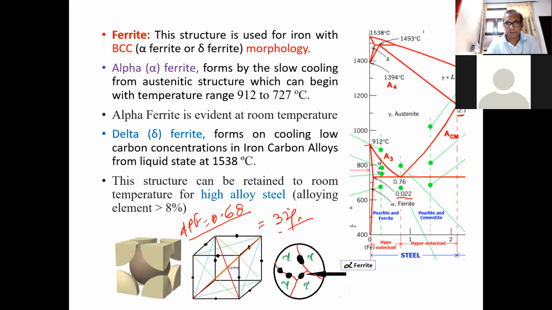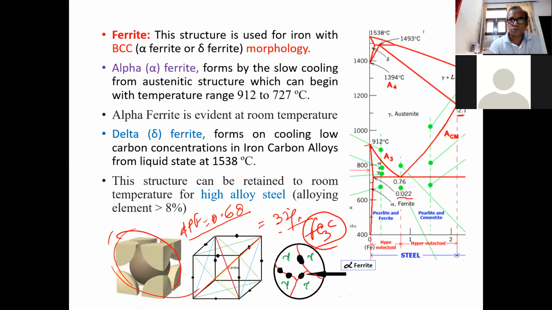From the diagram, you can see only 0.022%. This means 0.022% will fit inside it. Where will the rest be? The rest will form Fe3C, which is called cementite.